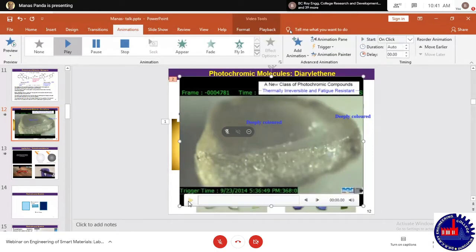I escaped from the PowerPoint mode and am just showing you. Okay. Now, initial stage. This is colorless, right? You can see this color.